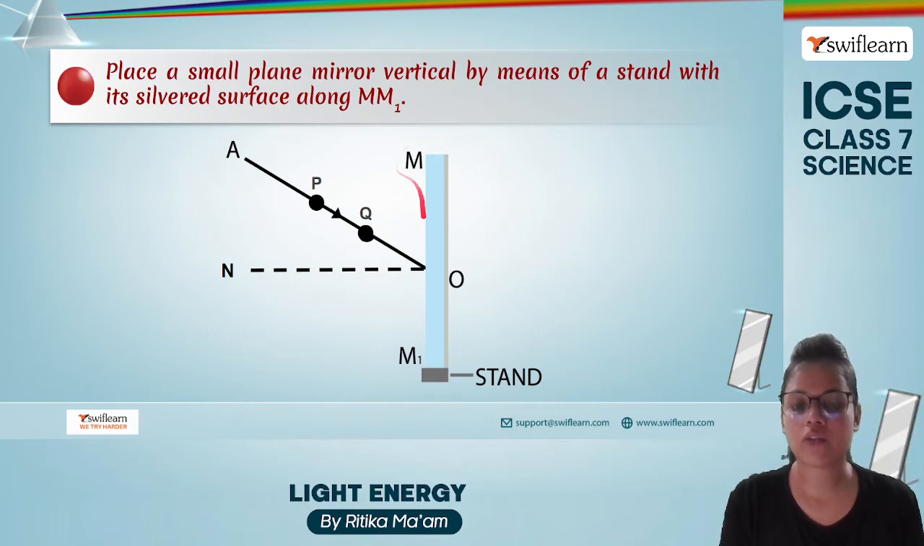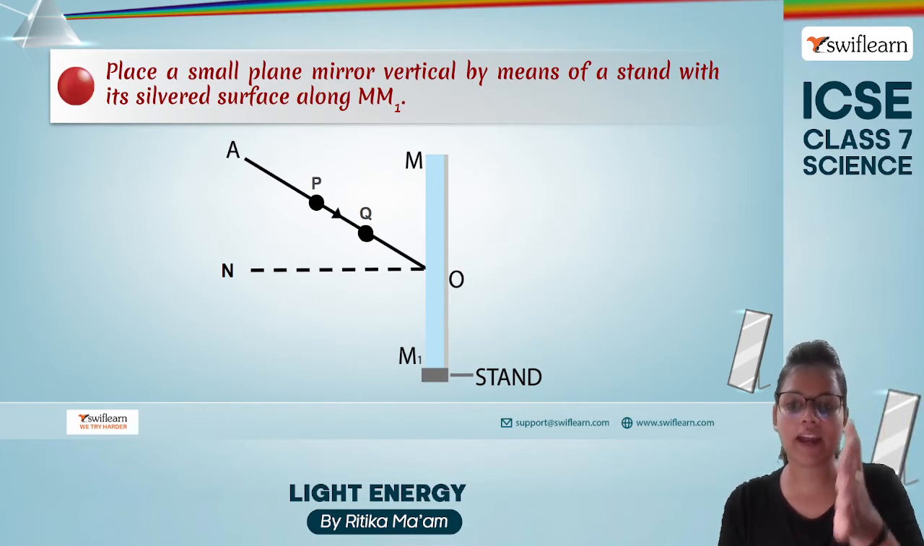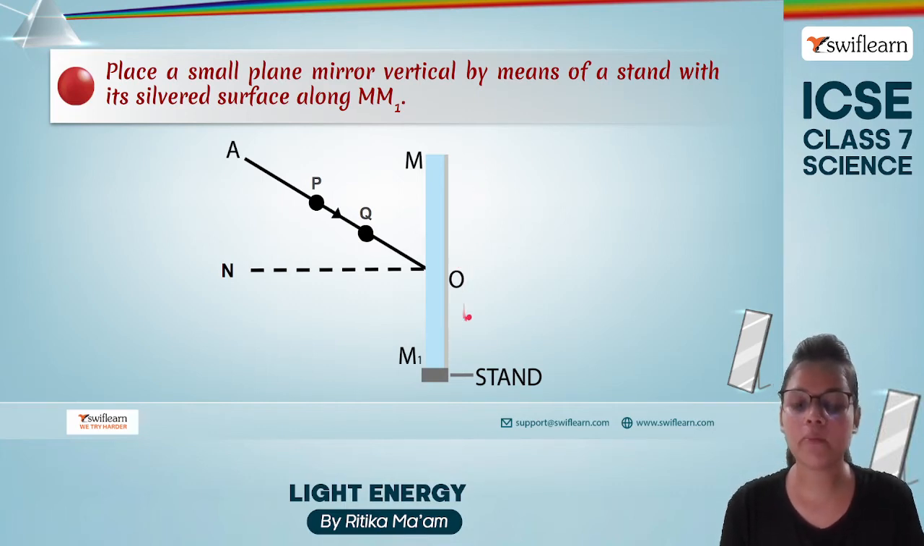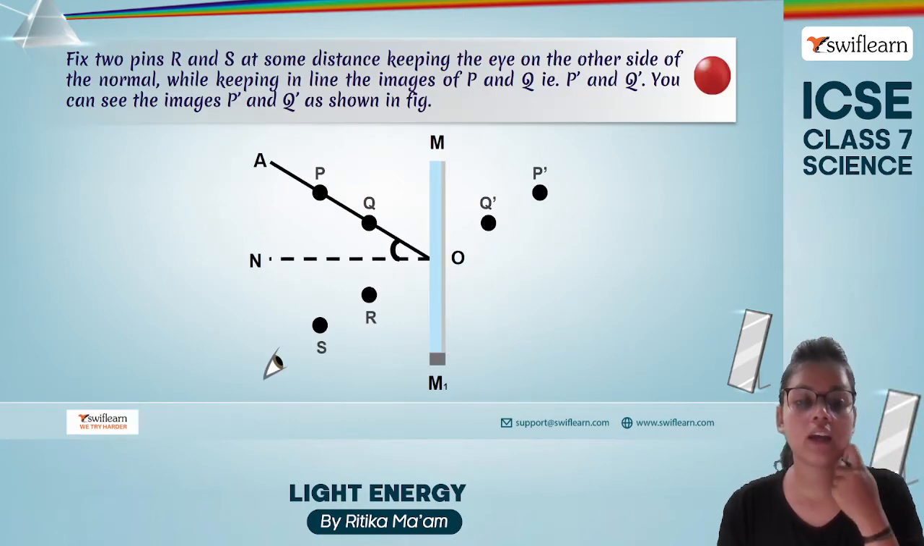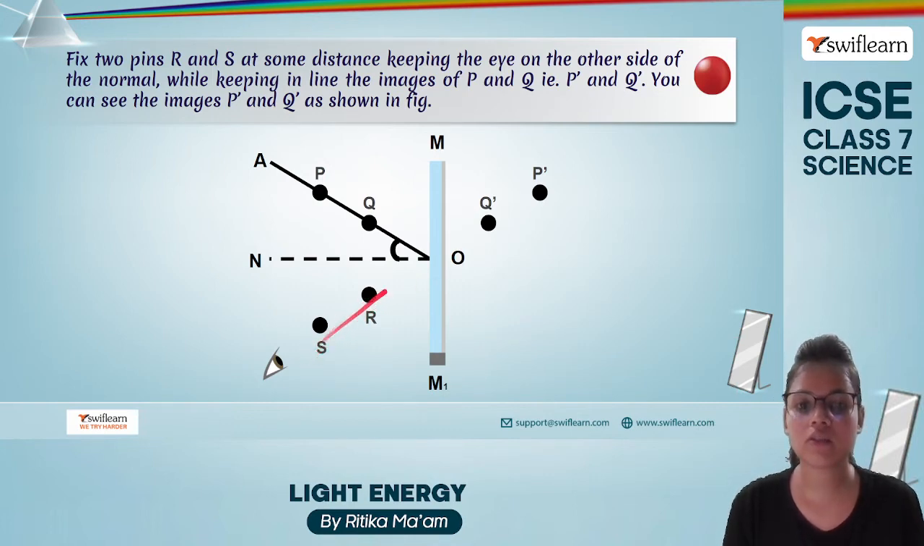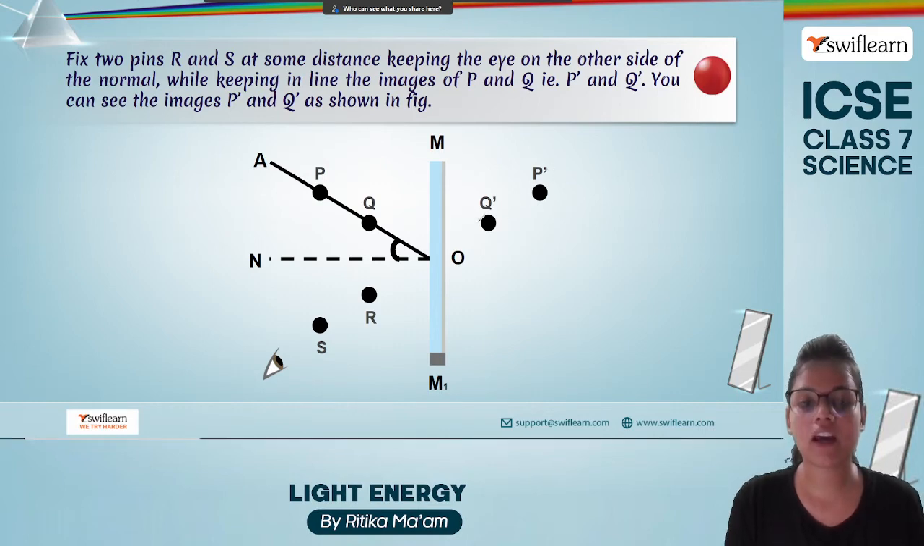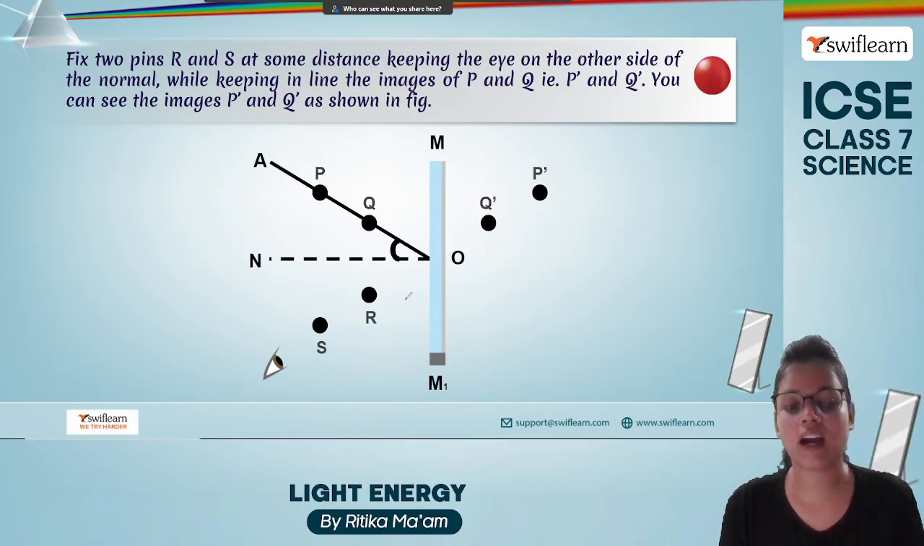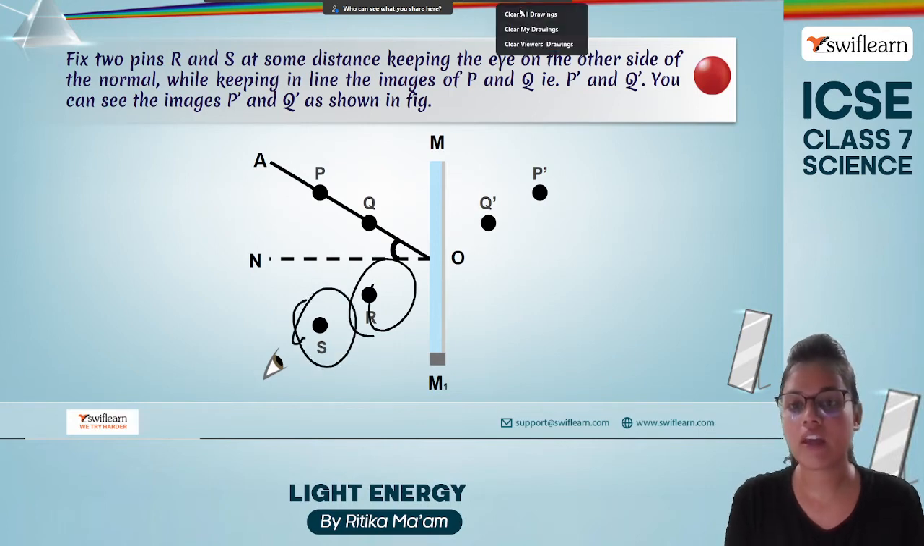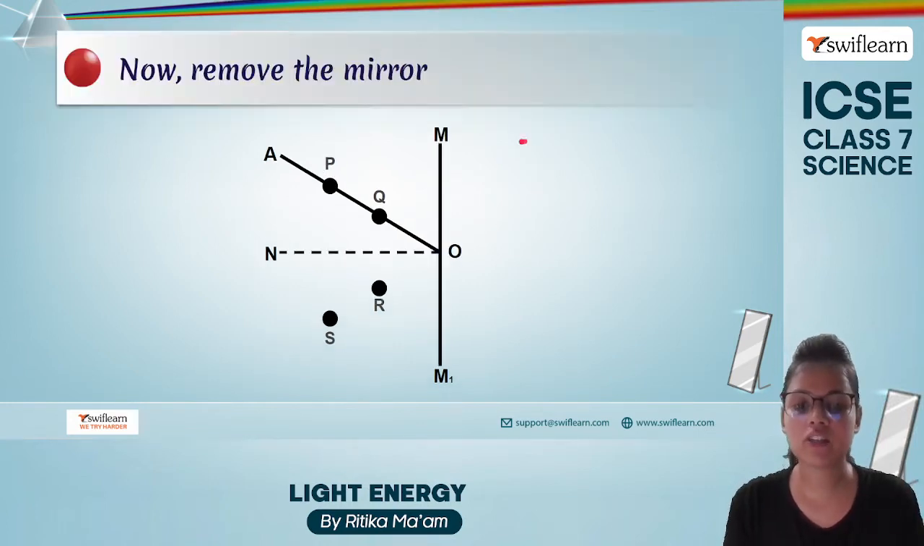At this line which we have drawn, M and M1, we are going to place a mirror standing vertical along this line MM1, and then we are going to fix 2 pins R and S at some distance. We are going to keep an eye on the other side of the normal while keeping in line the image of P and Q, that is P dash and Q dash. So we will be seeing where the image is formed, and along that line we will be fixing 2 pins R and S.